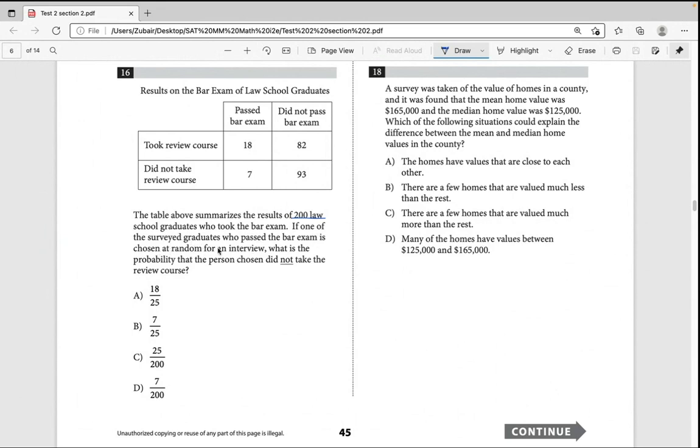If one of the surveyed graduates who passed the bar exam is chosen at random for an interview, what is the probability that the person chosen did not take the review course? So this is it. So they are actually 7 out of 200. And if we just select out of these, this should be 7 out of 25. Mohammed, can you help us out? B or D? I think that's B. I think it's B as well, sir, because it specifies if one of the surveyed graduates who passed the bar exam, that's the sample then. So he's basically limited us to this sample.